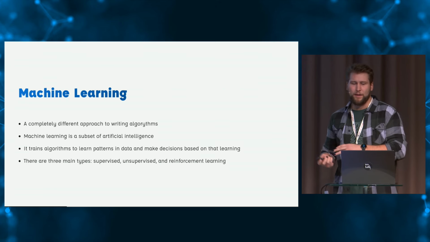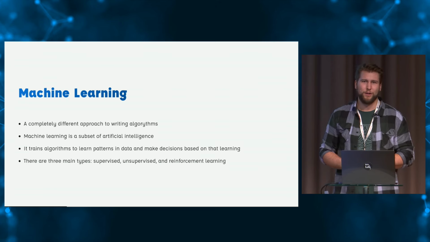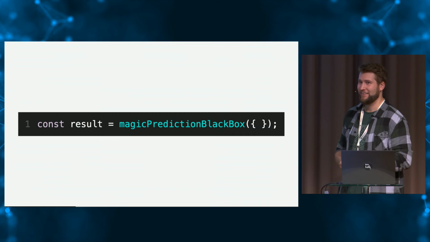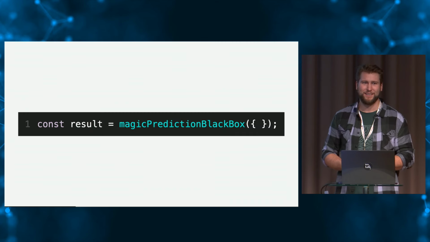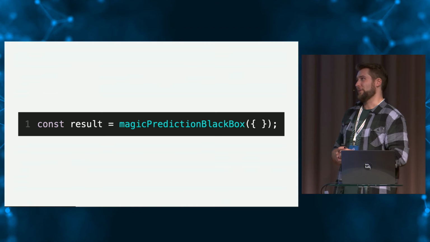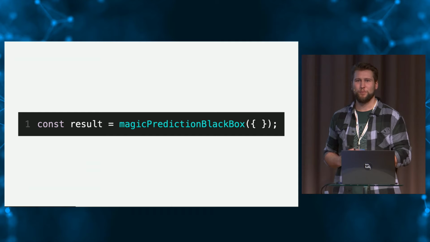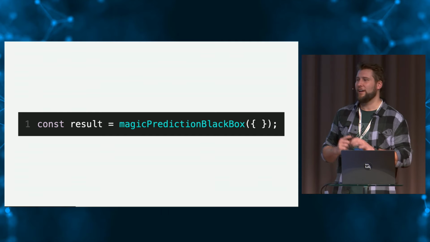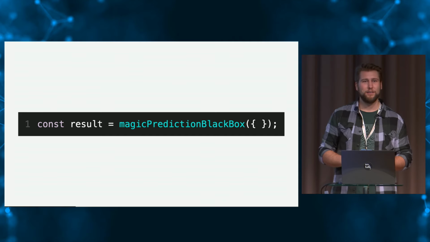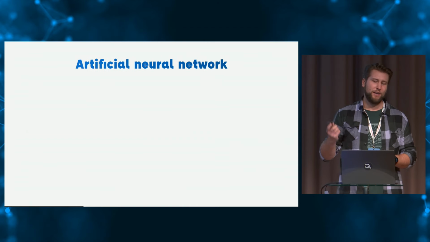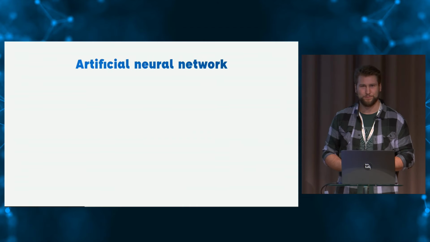Sounds easy, but let's address the elephant in the room. What is happening inside this magic prediction black box? One thing is very important. There is no magic in machine learning. There is no magic in artificial intelligence. Everything comes down to math, numbers, and artificial neural networks.